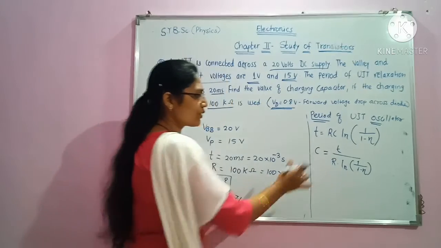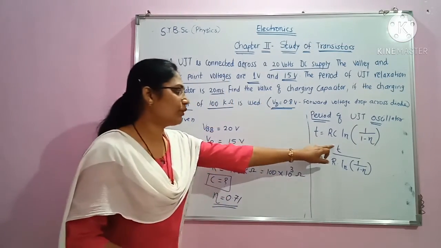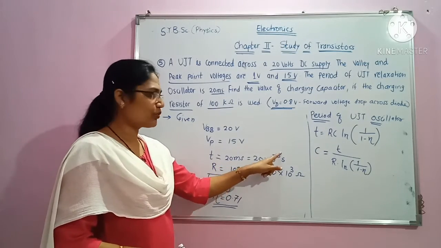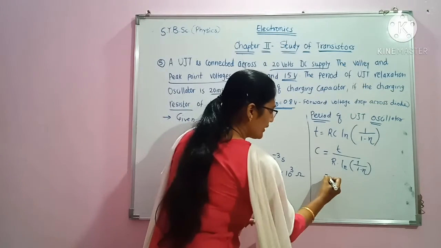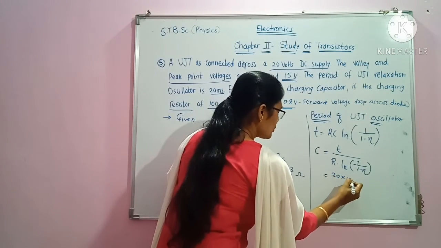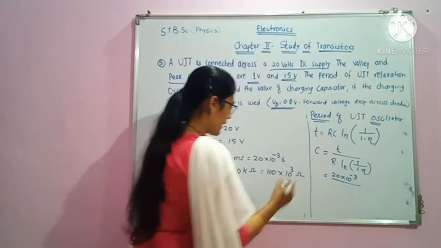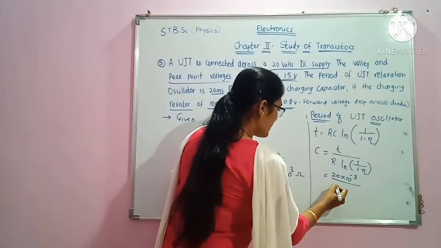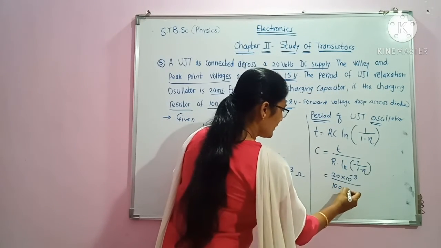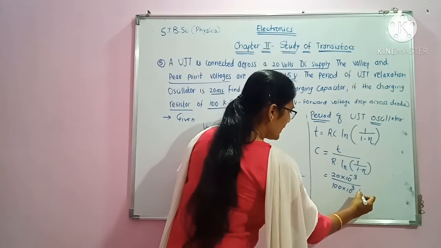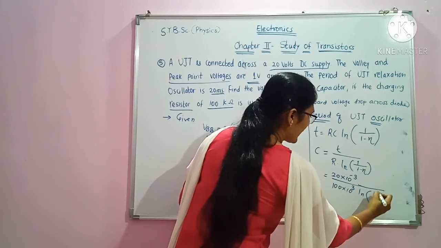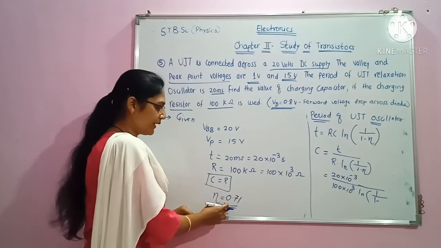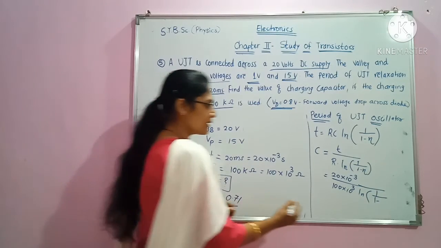Now substitute the values of all these. We know the value of T. T is given as 20 millisecond, that is 20 into 10 raised to minus 3 second. So substitute T as 20 into 10 raised to minus 3 seconds divided by R, which is also given as 100 kilo ohm, means 100 into 10 raised to 3. Then ln of 1 upon 1 minus eta. We have calculated the value of eta in the first part, that is 0.71.